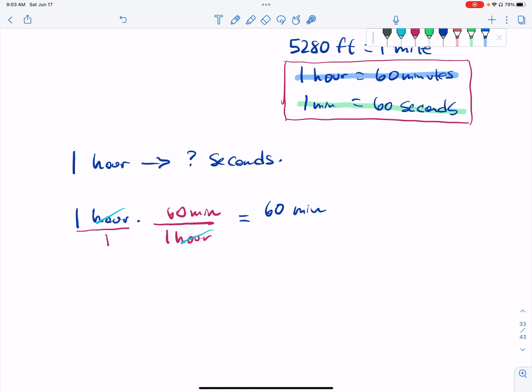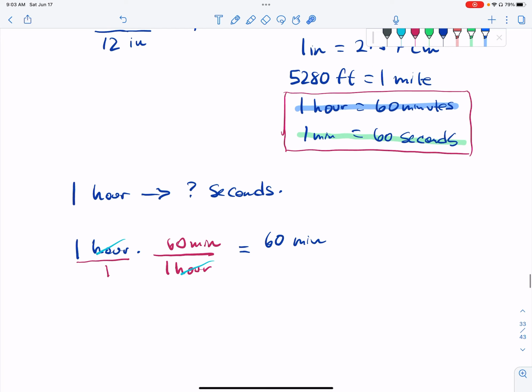And if I look at the bottom, it's 1 times 1, and this hour is gone, so I don't have to worry about it right here. So 60 minutes. But that makes sense. That was, as part of my conversion factor already, that 1 hour is equal to 60 minutes. However, what I'm showing you is that now I can apply this in a more complicated way.